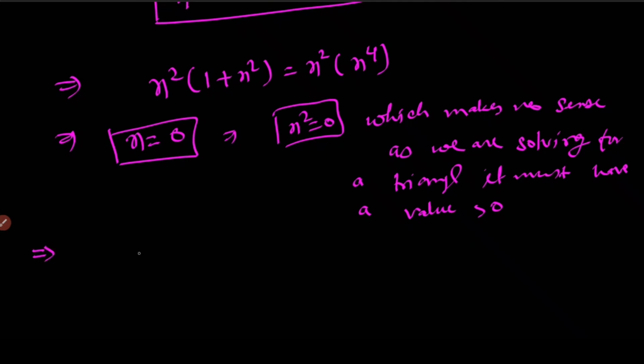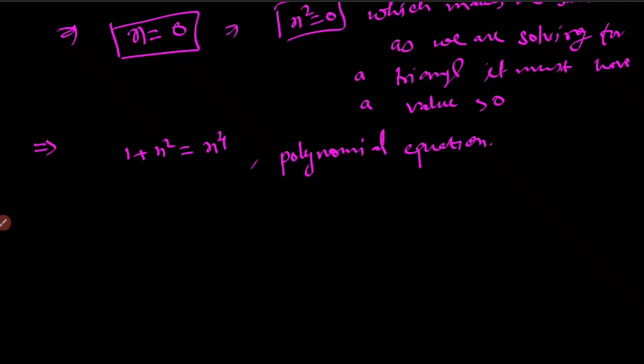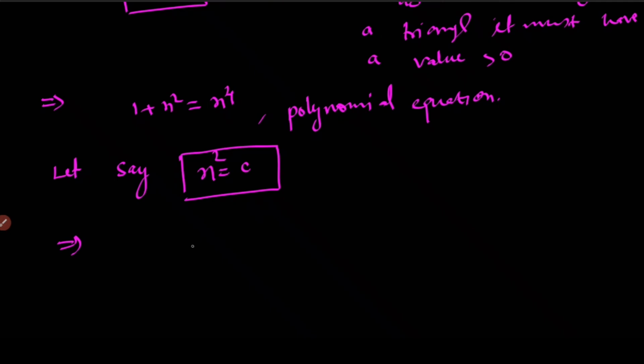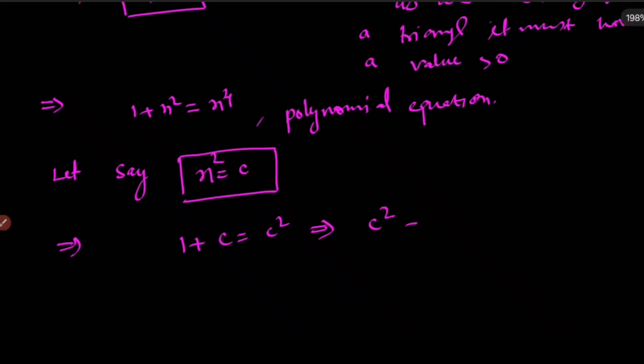Okay, so we are left with 1 plus n square equal to n to the power 4. This is a polynomial equation. So good so far. Let's say n square equal to p, or let's say n square equal to c, because p is already used here. So we will get 1 plus c equal to c square, which means c square minus c minus 1 equal to 0. Just rearrange it.